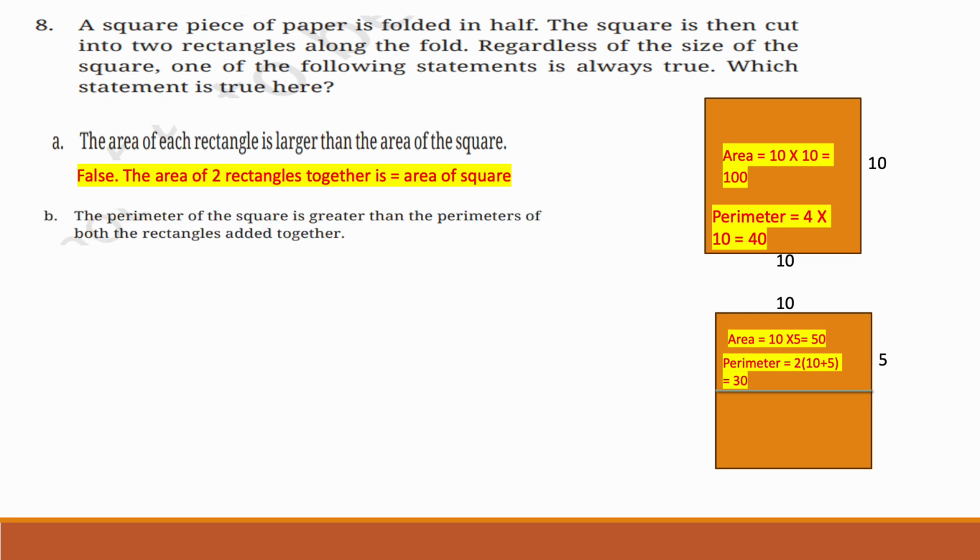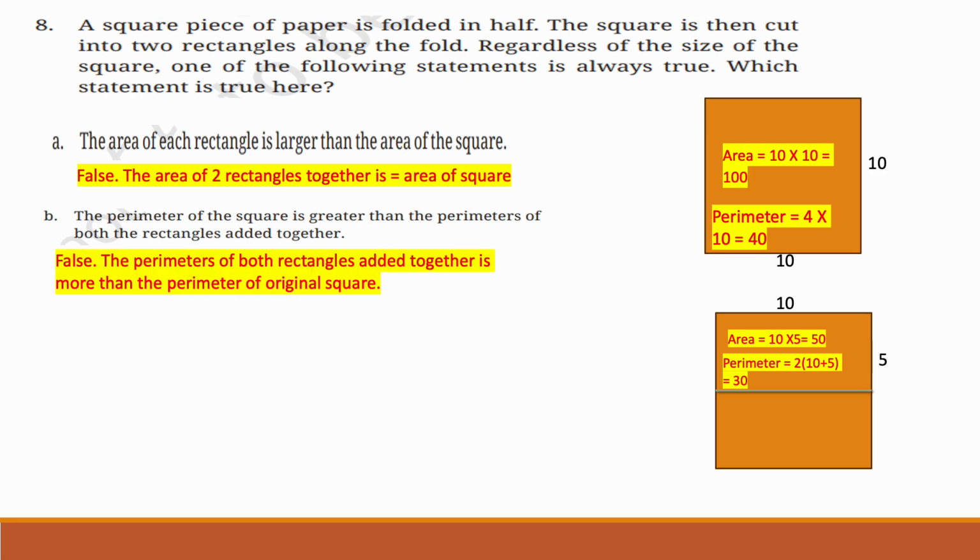Then, second one, the perimeter of the square is greater than the perimeter of both the rectangles added together. So, here the perimeter of the square is 40. Then the perimeter of each rectangle is 30. So, the perimeter of both rectangles, 30 plus 30, is 60. So, this statement is false. The perimeters of both rectangles added together is more than the perimeter of the original square.